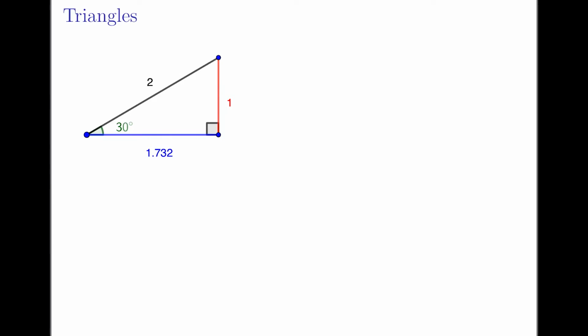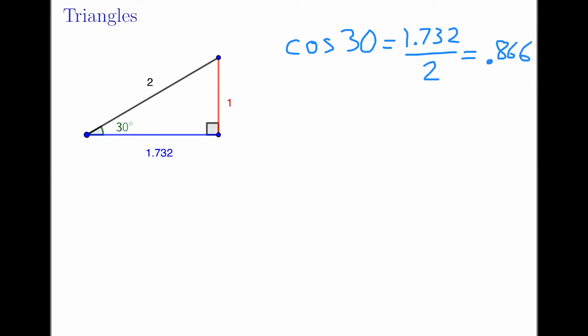We could do the same thing with a somewhat smaller triangle, still having a 30-degree angle and still being a right triangle. So we could look at the cosine of 30 degrees, and in this case, it looks like it's 1.732 divided by 2. And guess what that simplifies to? It simplifies to 0.866. And then similarly, we could do the sine of 30 degrees, which is going to be 1 divided by 2. And of course, that's 0.5, just as it was before.